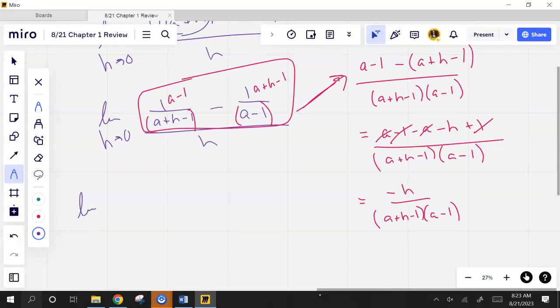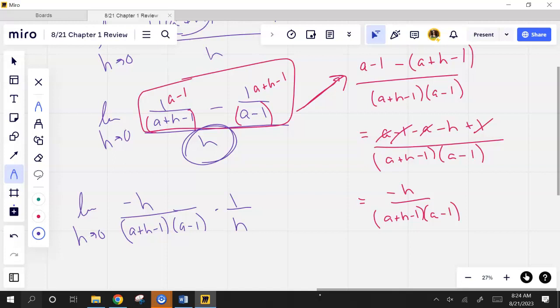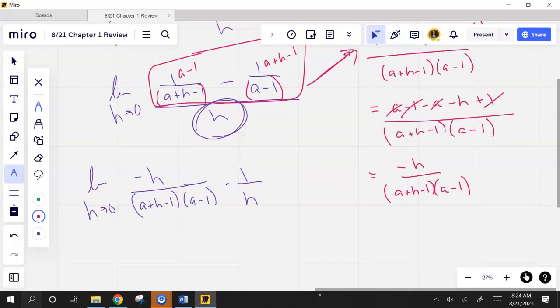The limit as h goes to 0. So up top, I have negative h over a plus h minus 1, a minus 1. And I am going to multiply that by the flip of the bottom instead of dividing. Why might I do that? It's easier, it's in the top and the bottom, right? Now, look at that.